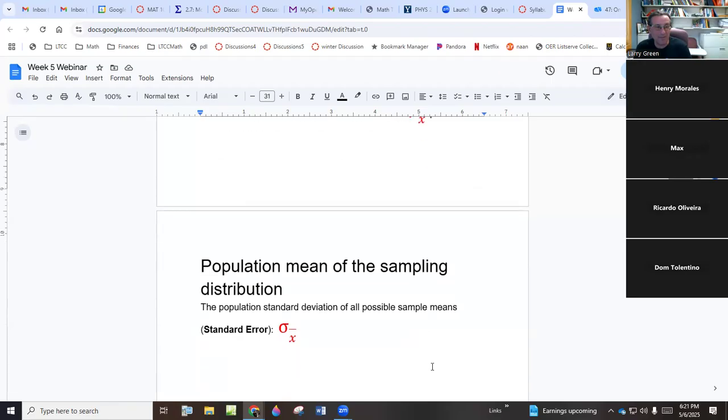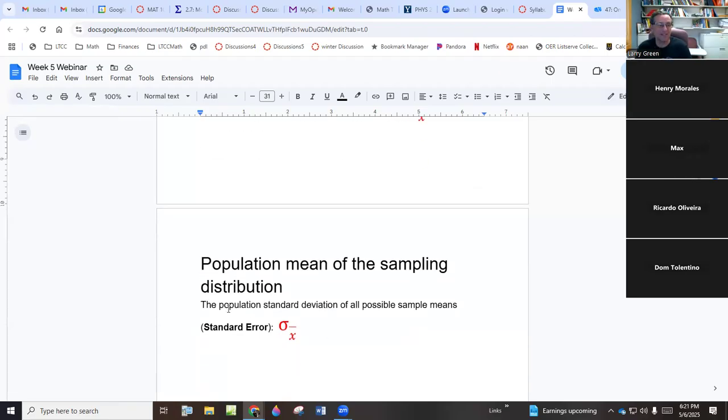Similarly, you could do the same thing with the standard deviation. The population standard deviation of all possible sample means is going to be a sigma because it's population standard deviation, and it's of sample means, so that's sigma sub x bar. And what a lot of people use for this, whether it's means or proportions, because we can get into proportions a little bit, is the word standard error. So if you're asked to find the standard error, that means you need sigma sub x bar. Any questions about these big definitions and these symbols? The symbols are a little confusing.